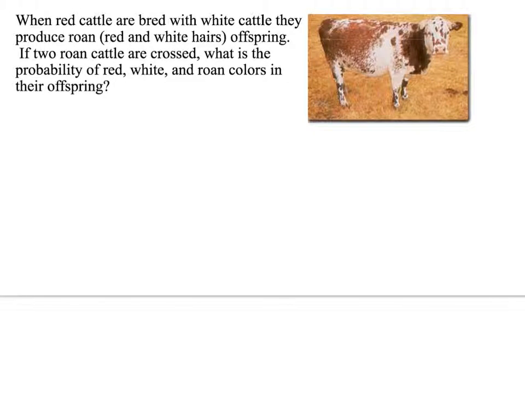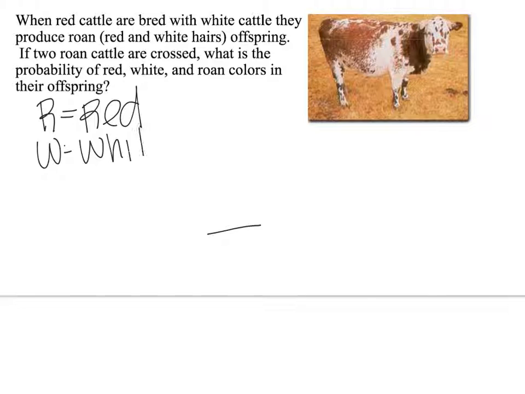So again, our cattle example, when we talk about roan cattle, they have both red and white hairs. So let's see, if we cross two roan cattle, what is the probability of red, white, and roan colors in their offspring? Okay, so we'll make R red, W white, and we're crossing two roan. So in order to get roan, you would have RW equals roan.